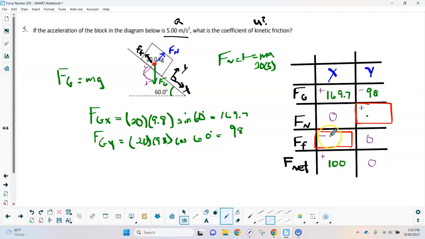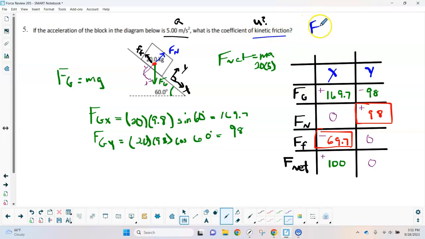So 169.7 plus a negative number equals 100. So it's going to be the 69.7. And then negative 98 plus some number gets me 0. So that's going to be a positive 98. So I have found, I don't know what that dot's doing, I have found the two missing boxes, and those are actually the two boxes that we need to solve our problem, which is to solve for the coefficient of friction.